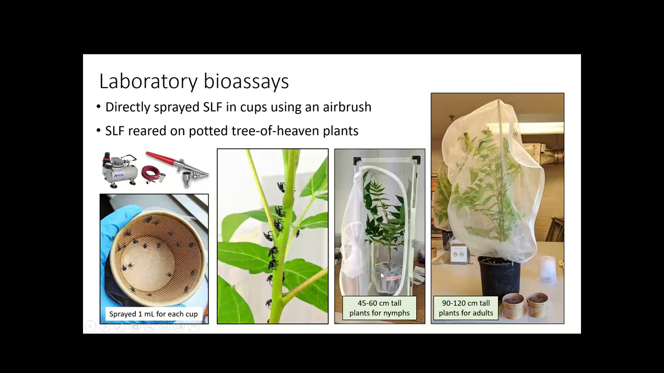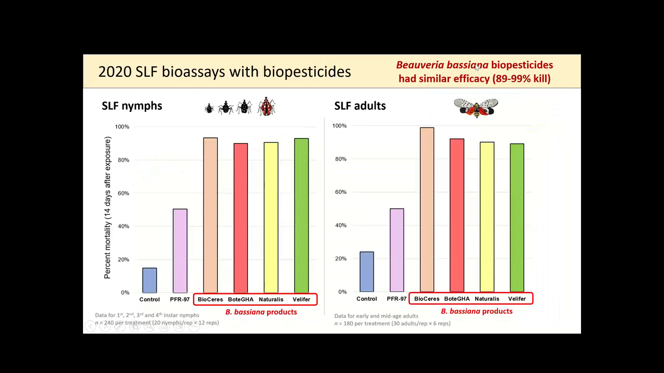So there's little plants in these cages, bigger plants to feed adults. We've learned the hard way that these little plants cannot support adults for too long. So this is the data here. The graph is mortality after 14 days, the different treatments, different colored bars, and I've circled the Beauveria products here in red for ease of reading. And so the point is that about 90% kill against nymphs using all the Beauveria products, similar efficacy. And we had about 95 to 99% kill of adults treated with the same products.